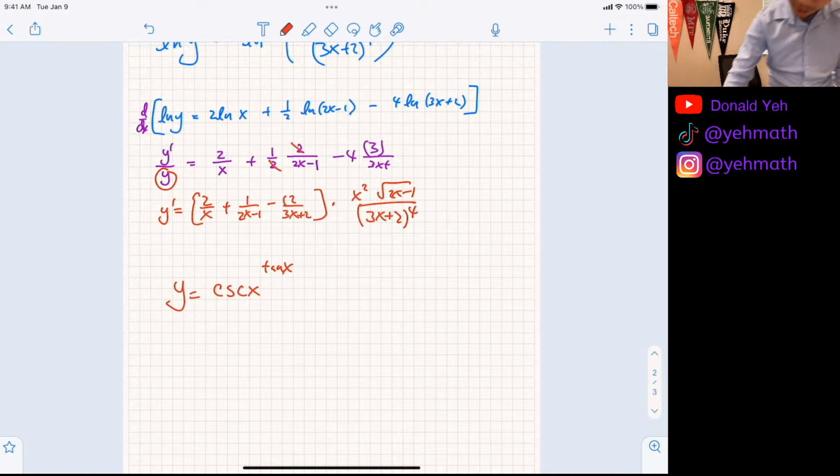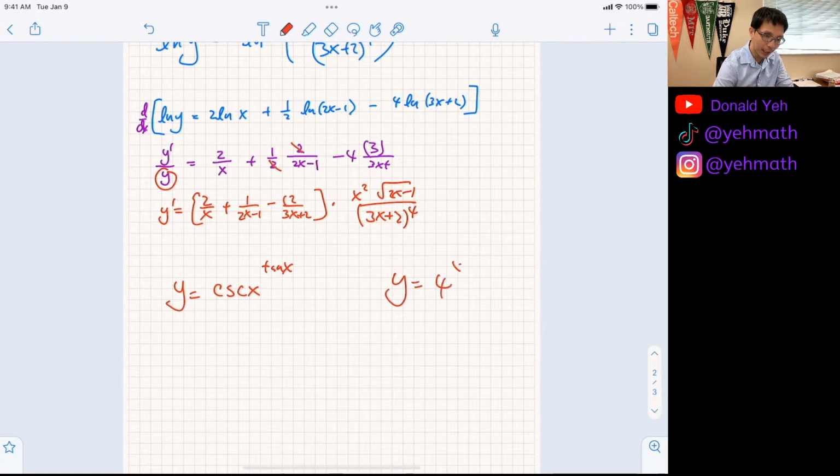Sometimes I can ask you, y equals 4 to the x. That's also the same thing. So I want you to take a derivative of those two things: y equals 4 to the x and y equals cosecant of x to the tan of x.